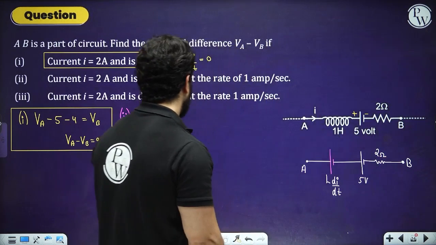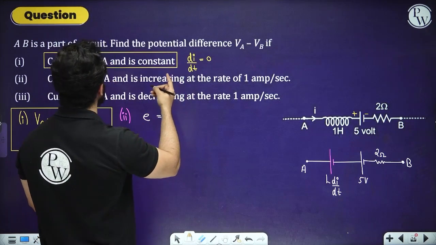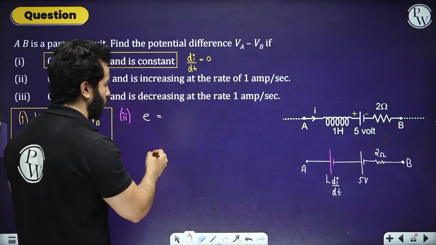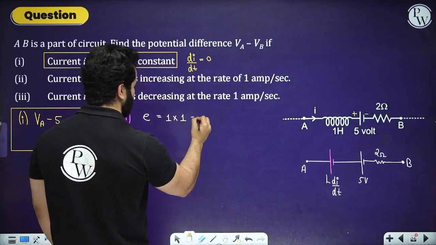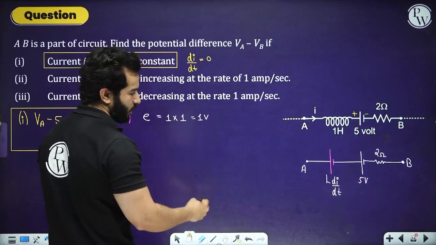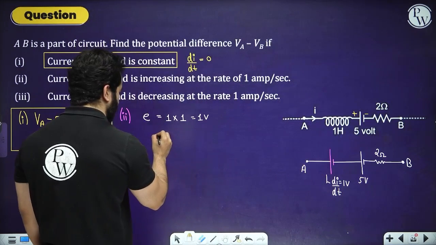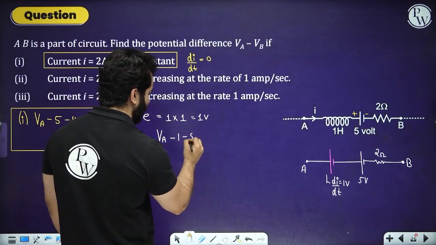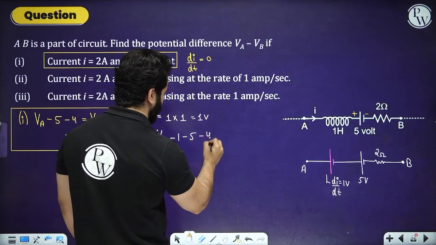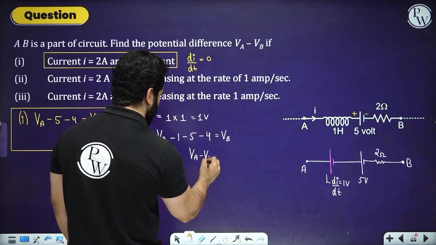Right? So what is L di by dt? First of all, the induced EMF is L di by dt. L was given as 1, so 1 times di by dt, that is also 1. So that is nothing but 1 volt. So this whole thing is actually nothing but 1 volt. And as you are moving from point A, we'll write A minus 1 volt minus 5 volt minus 4 volt equals to VB. So VA minus VB would be 10 volt.